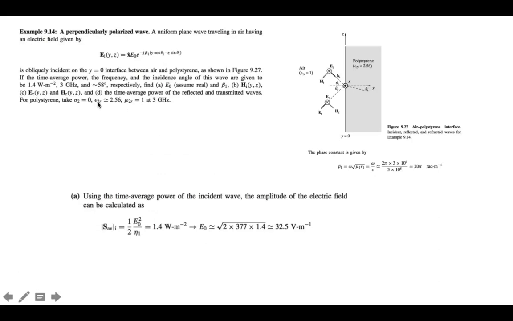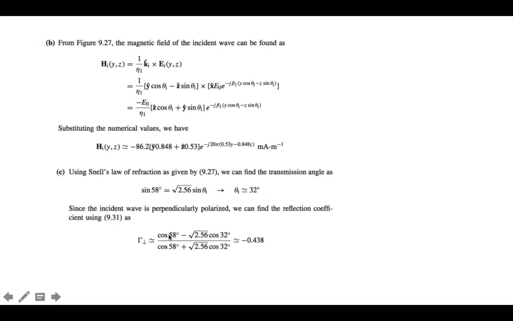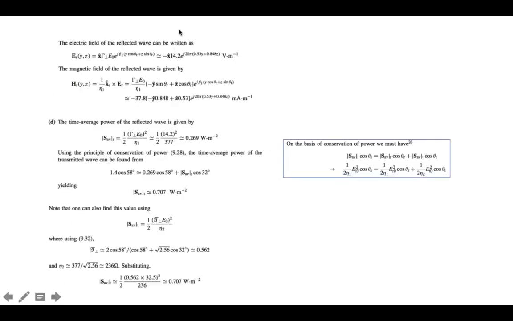So doing that, this is the square root of, let's go back, 2.56 is epsilon 2r. And so this is the cosine of 58 degrees times 1 minus epsilon 2 times the cosine of theta transmitted over the sum of the two. Out of that, we get approximately minus 4.38. So now the electric field of the reflected wave can be written basically as the electric field of the incident wave times the reflection coefficient.